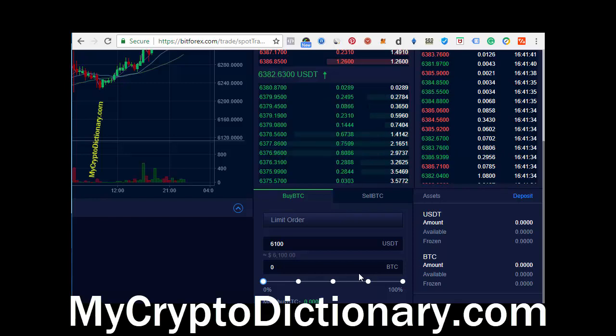So this is the amount of your assets in USD and BTC, how much you have in USD and how much you have in BTC. Then the minimum, I think this should be the minimum you can trade. So these are the basic things you need to understand.